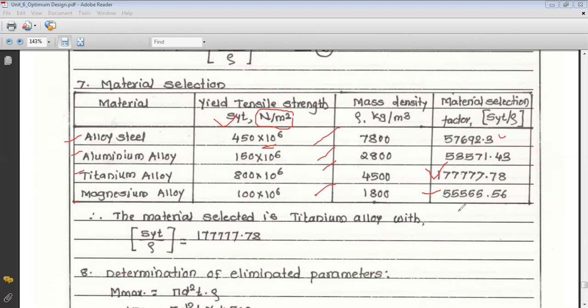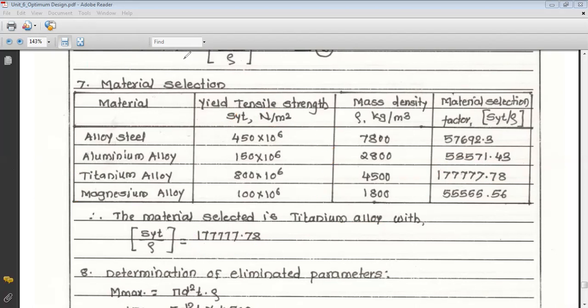So in that, now we have to increase the volume storage capacity. So for maximizing volume storage capacity, the material selection factor should be maximum. So the maximum material selection factor is of titanium alloy. So the material selected is titanium alloy with material selection factor SYT upon rho, it is 5 times 7.78.